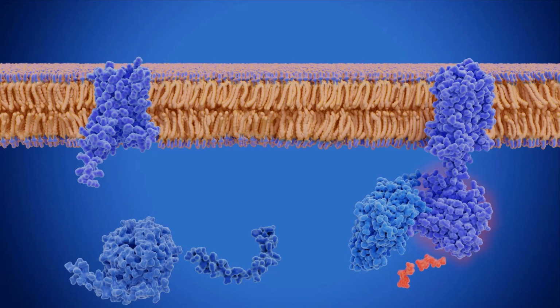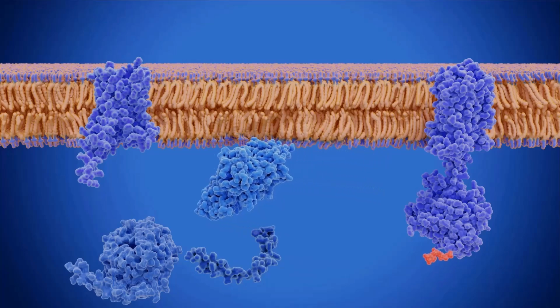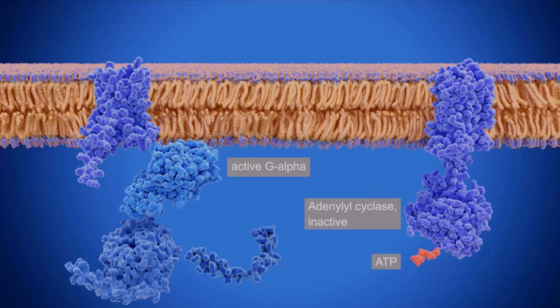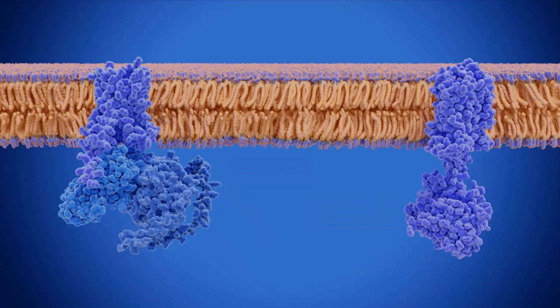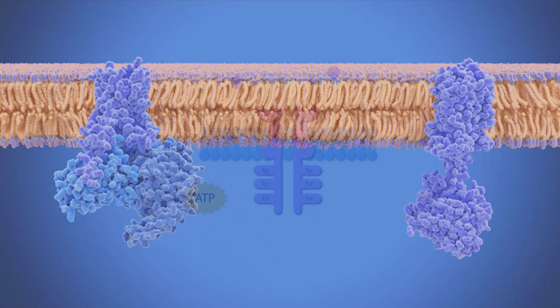After a while, the GTP on the active subunit of the G-protein is hydrolyzed to GDP, causing both subunits to become deactivated. The subunits then reassociate to form the inactive G-protein, and the cycle begins once again.